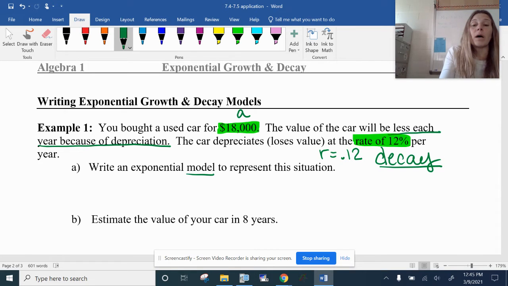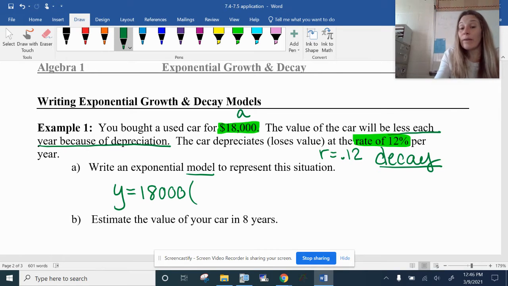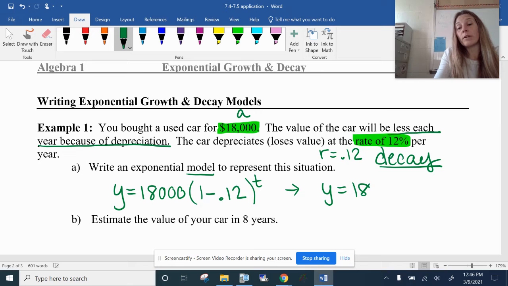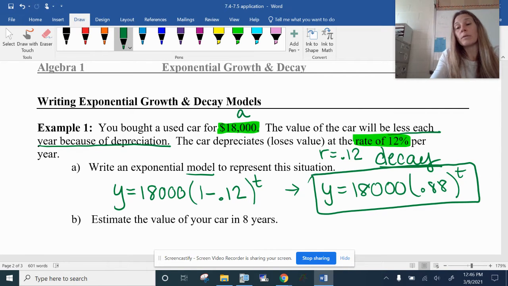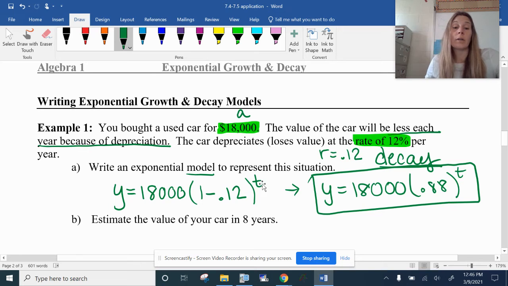So to do my model, I'm putting in my A value of the 18,000, followed by my decay factor, which would be 1 minus that rate of 0.12. Now I can simplify that to finish getting my model. 1 minus 0.12 is 0.88. This is the model that I'm now going to use to answer any follow-up questions.